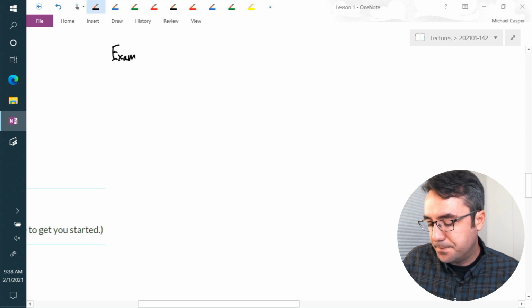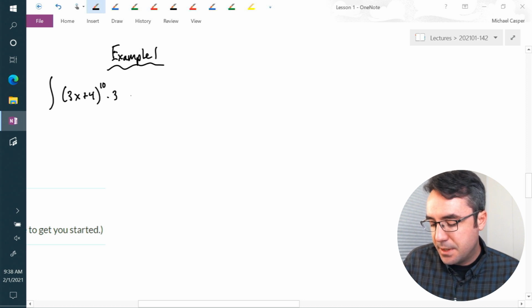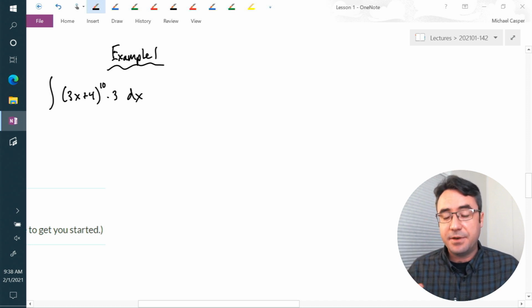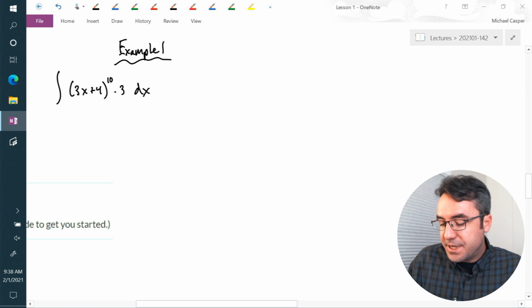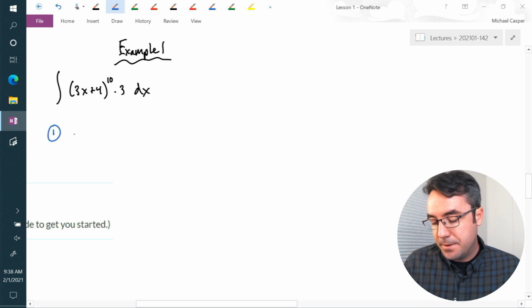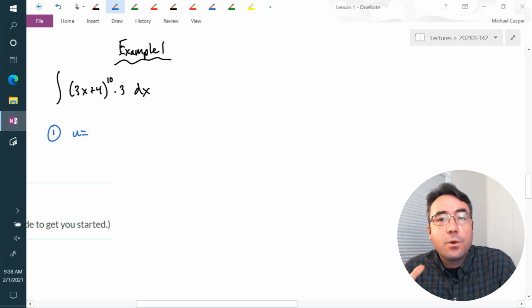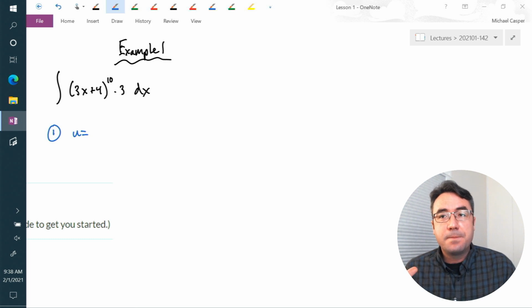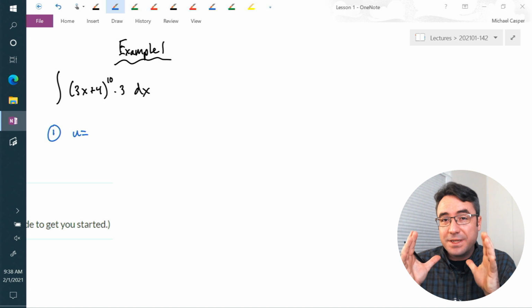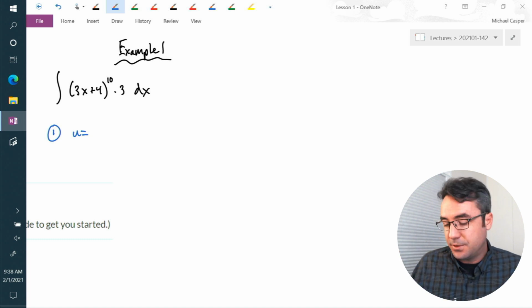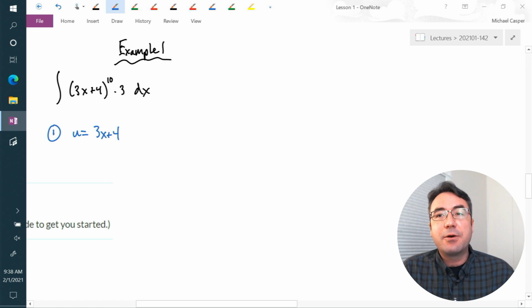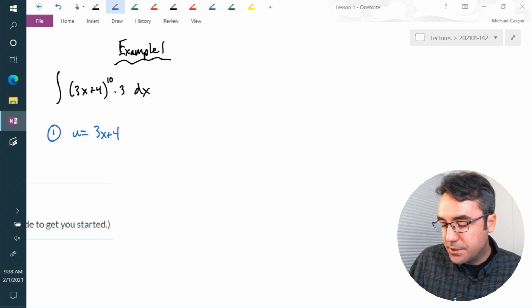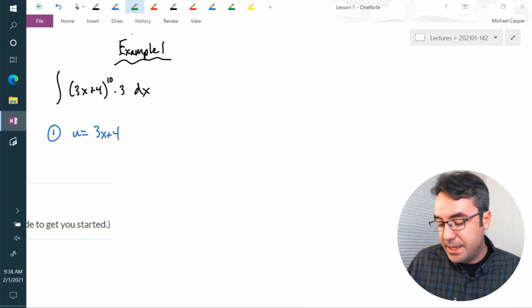So we're going to do example 1. The integral of 3x plus 4 raised to the power 10 times 3, and we're going to evaluate this indefinite integral. All right, so what's the first step? Well, the first step is we want to pick u, and how we do this is we look for the inner function. If we're looking at this integral, we see parentheses, 3x plus 4. Inside those parentheses, that's our inner function. So our inner function is going to be 3x plus 4. It's inside the parentheses, inside that power function raised to the power 10. Once we pick u, then we calculate du.